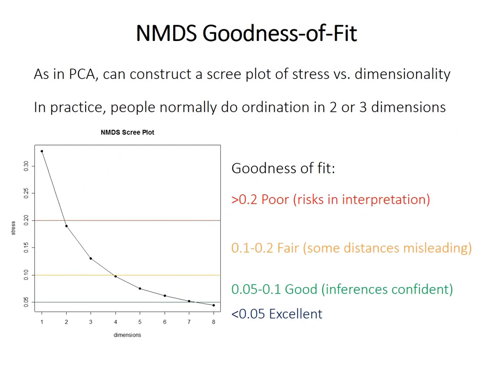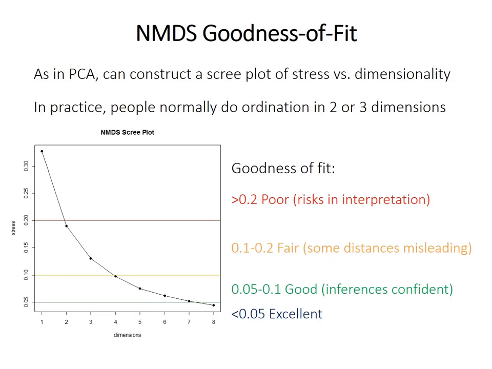Well, it's possible, although a little difficult in R, to create a scree plot that shows stress versus number of dimensions. But in practice, people pretty much just do the ordination in two or three dimensions because it gets a little unwieldy to look at more. But you should, at least if you're doing that, make sure that the fit is somewhat reasonable in the two dimensions or the three dimensions that you're looking at.